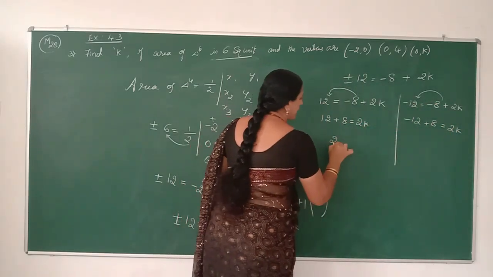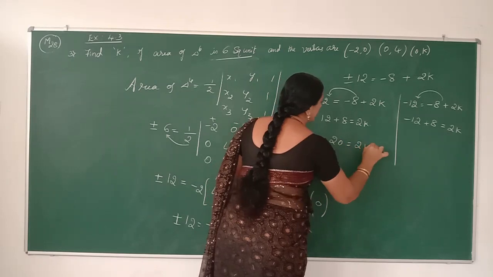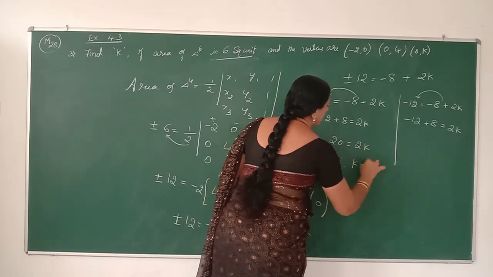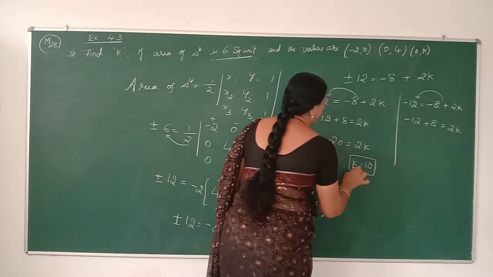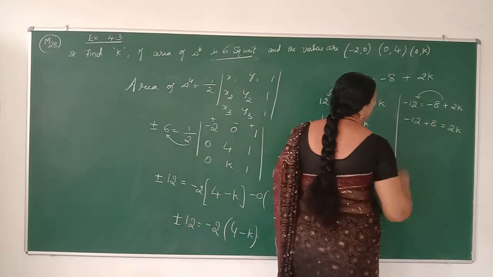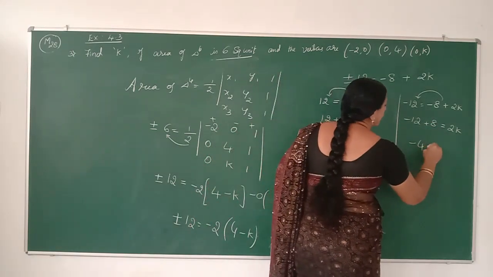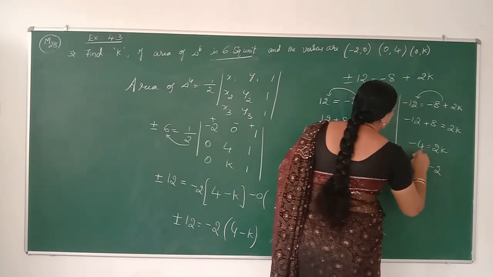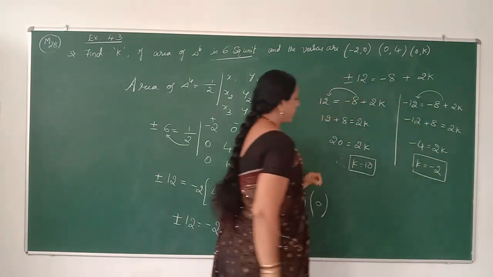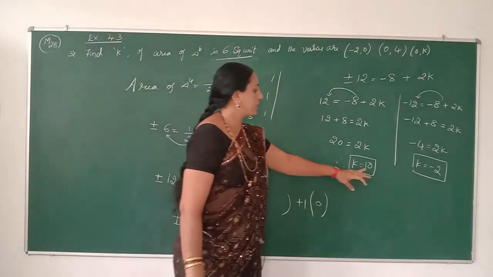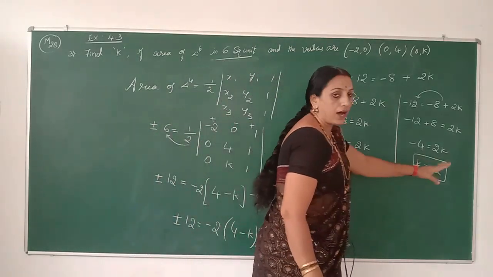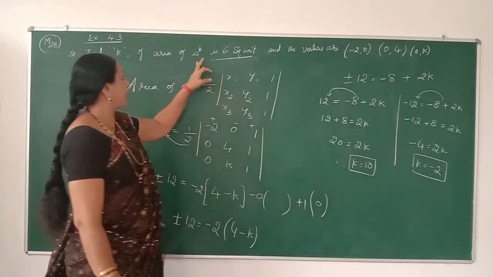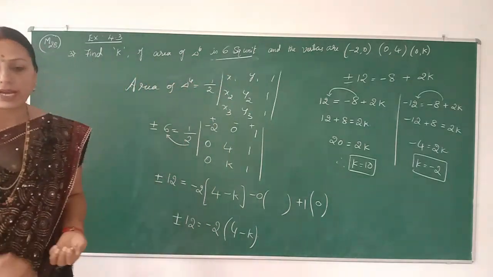12 plus 8 is 20, which is equal to 2k. Therefore, the value of k is equal to 10. Similarly, minus 12 plus 8 is minus 4, which is equal to 2k. Then the value of k is equal to minus 2. Therefore, the value of k is equal to either 10 or minus 2 if the area of the triangle is 6 square units.